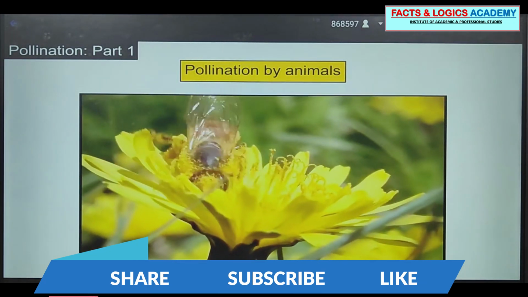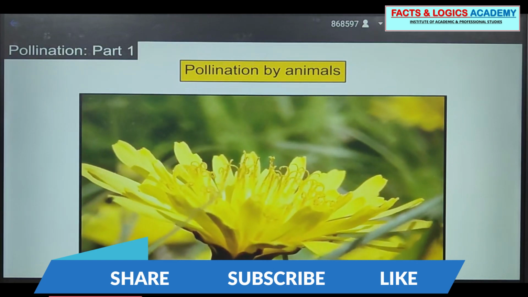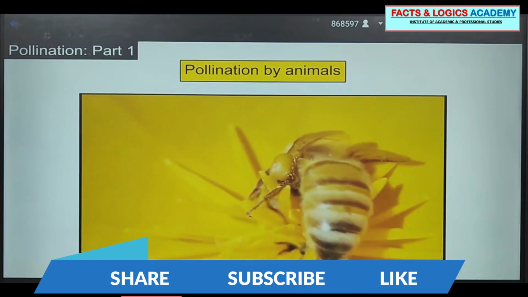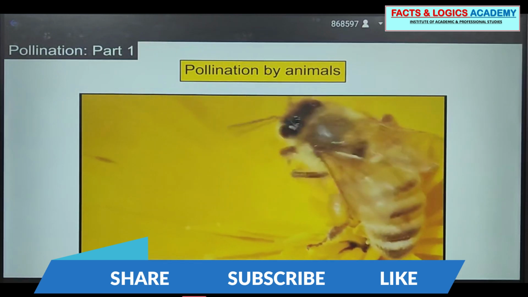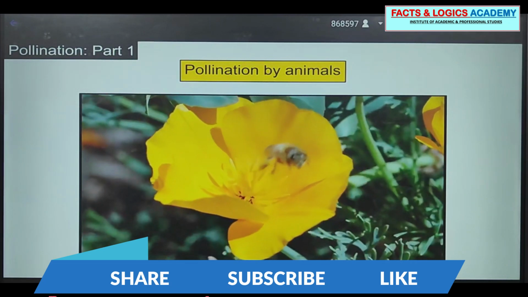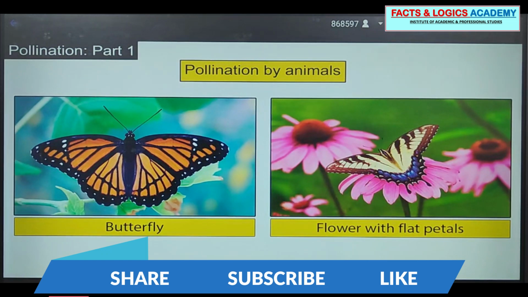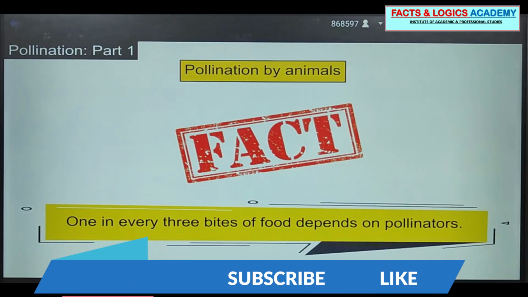When the animal comes in contact with the anthers and the stigma, the body of the animal gets a coating of pollen grains, because pollen grains are generally sticky in animal pollinated flowers. When the animal carrying pollen on its body comes in contact with the stigma, it brings about pollination. But these pollinators have their own tantrums as well. For instance, butterflies prefer flowers with flat petals that act like a landing strip for them to sit on. But given the fact that 1 in every 3 bites of food depends on pollinators, it's worth it, isn't it?